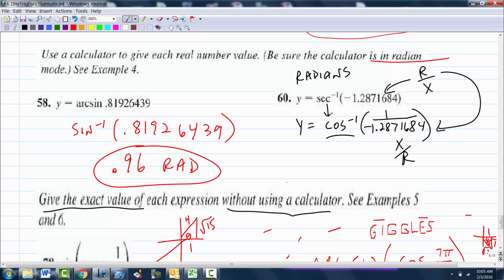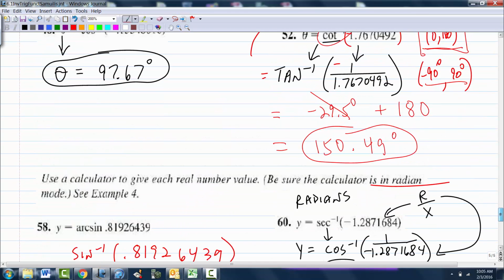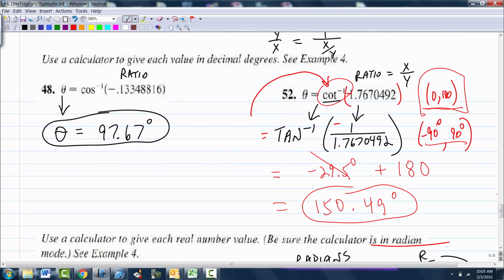This first one's easy because we have a sine button. I don't have a secant button, but cosine and secant's restrictions are the same, so I can get that answer just fine. Read the directions. They want this one in radians. I am going to go back, though, and say that you will be marked wrong if you write negative 29.5 degrees for a question like number 52. And it is a calculator problem.